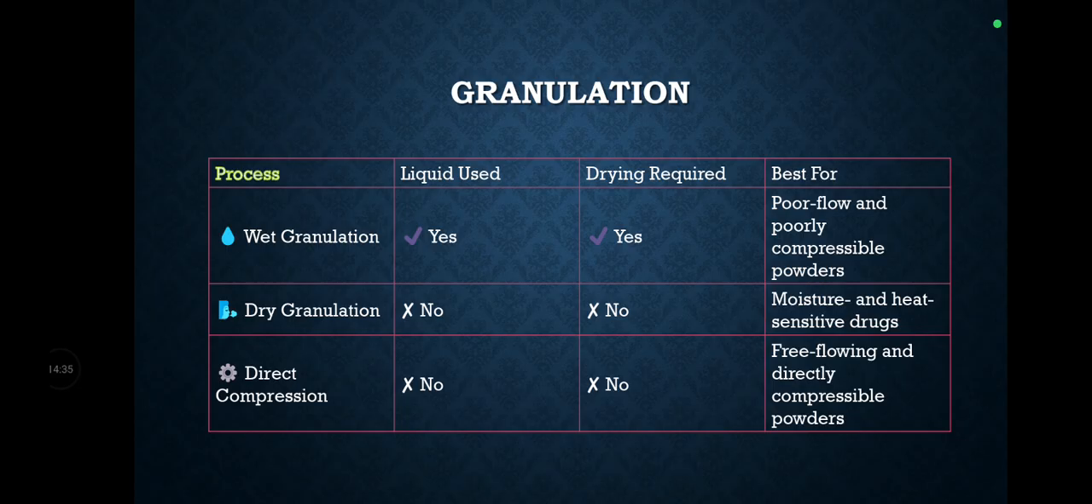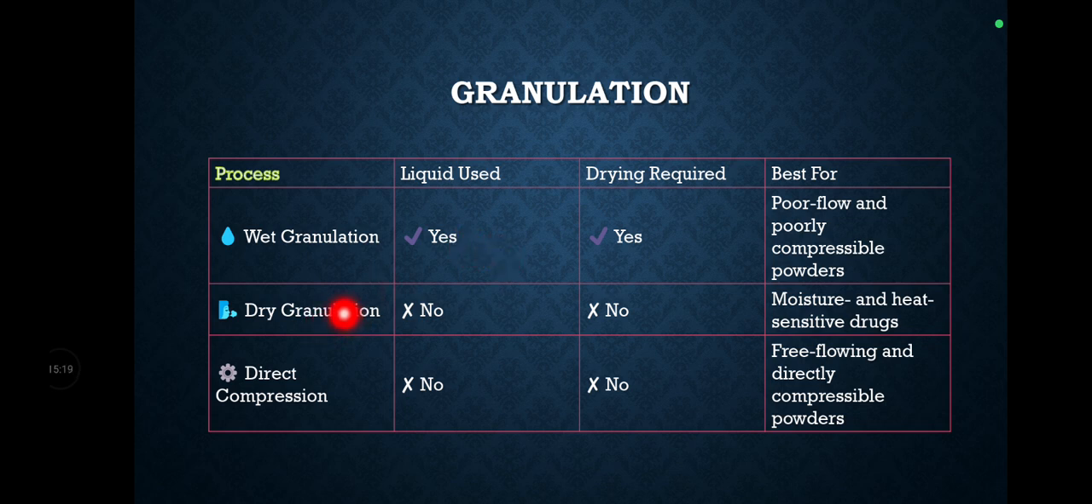The next step, after dispensing, is the granulation process. There are three types of granulation. First is wet granulation. In this, a liquid binding agent is used, and it requires drying to remove the moisture content. It is best for poorly flowing and poorly compressible powders. For materials with this tendency, the wet granulation method should be used.